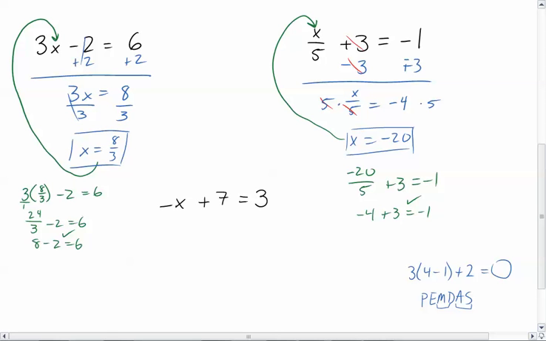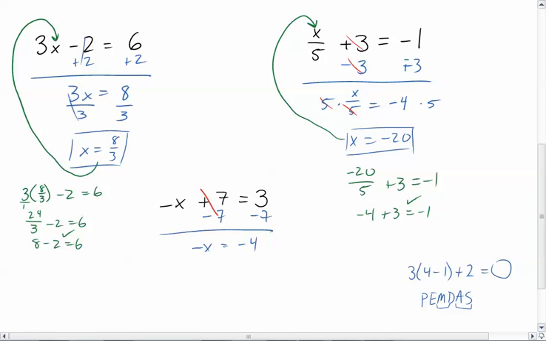And again, we've got a -x, and we've got a plus 7. So the weakest part again is the addition and subtraction. I've got the plus 7 here. So to get rid of plus 7, I'm going to subtract 7. So I go -7, -7. And I've got, this is still a -x, so -x equals 3 minus 7, which is -4. Again, the -7 and the plus 7 cancel each other out. So I'm left with -x equals -4.